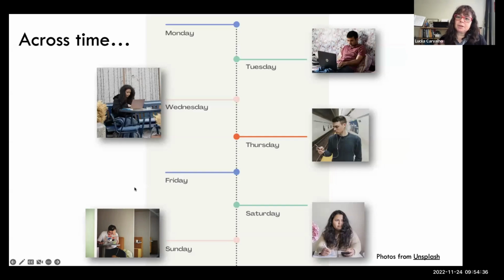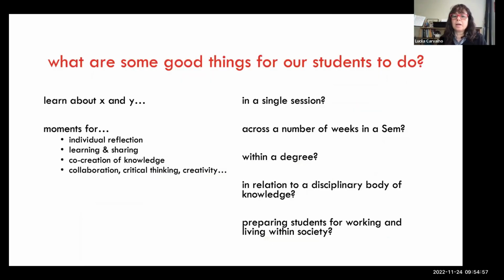But you also have this dimension of across time. So if you're having teaching and learning that is asynchronous, you might be having a conversation with someone that starts on Tuesday, and someone contributes on Wednesday, and then somebody else replies on Saturday. So the conversation happens across a period of time. So as we think about what would be good things for our students to do, and how do we want them to interact with each other?